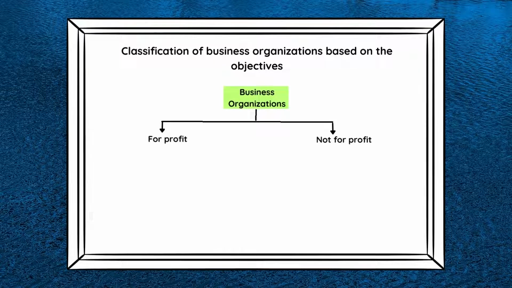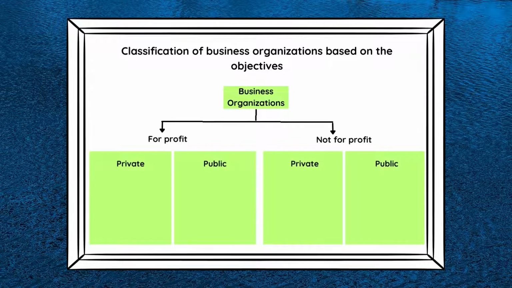When the main objective of the business is to earn profits, they are known as profit-oriented businesses. This type of business is operated under both the private sector and the public sector. Examples of private sector businesses with profit motive are sole proprietorship, partnership, incorporated companies. An example of a public sector business with profit motive is state companies.